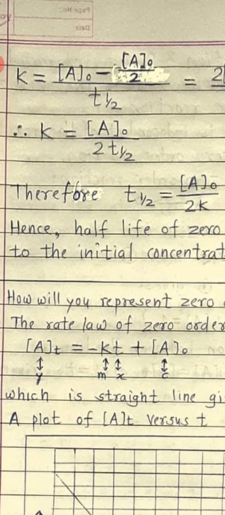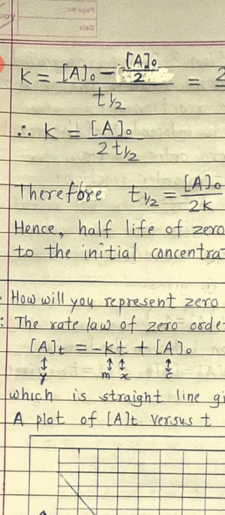K is equal to, this is the equation, by substituting the value of half-life period and concentration of At. What is At? At is equal to A0 by 2, and what is t? t is equal to t half. So therefore k is equal to A0 minus A0 by 2, divided by t half.